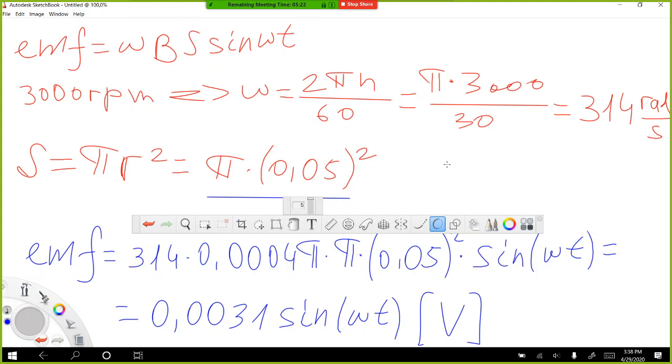Okay, and let's move to the second part of our problem. The second part is saying, if the loop is made of a copper wire and the wire has a diameter of 1 millimeter, calculate the maximum current the loop can supply, shorted output. Neglect the resistance of wires leading to the loop. The conductivity of copper is 5.7 10 to 7 Siemens per meter.